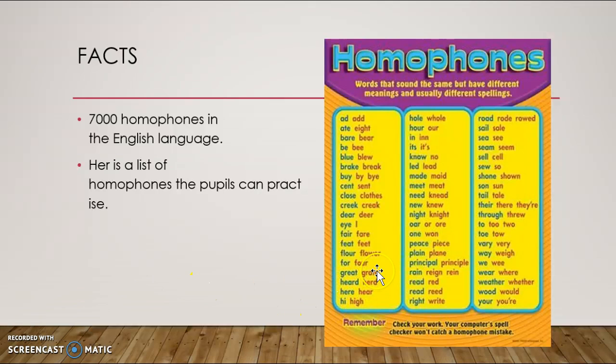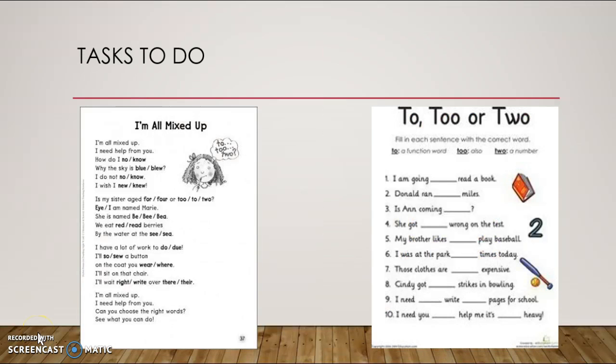Here are some common words the pupils can practice on. Now I will talk about different tasks we can do practicing on homophones. In the first sheet, the pupil shall put the correct homophone in the sentence. This is a good practice which teaches the pupils to use the correct word.